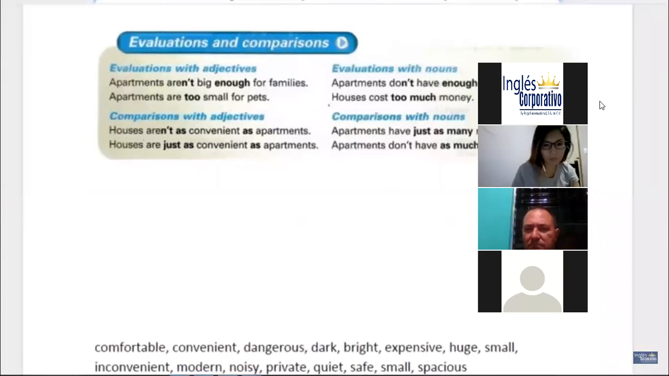Let me present some structure at this time on how to make sense of this evaluation that you see there towards the left. Apartments aren't big enough for families. So in order for us to make that particular evaluation, we can think of the following structure. So let me go ahead and write that now.